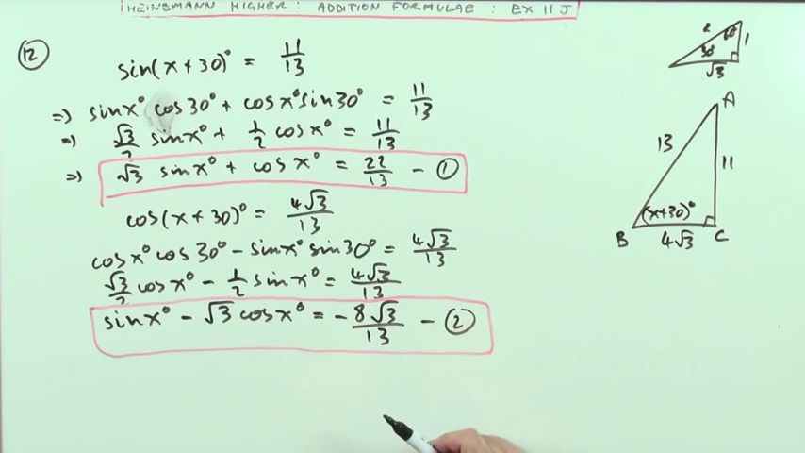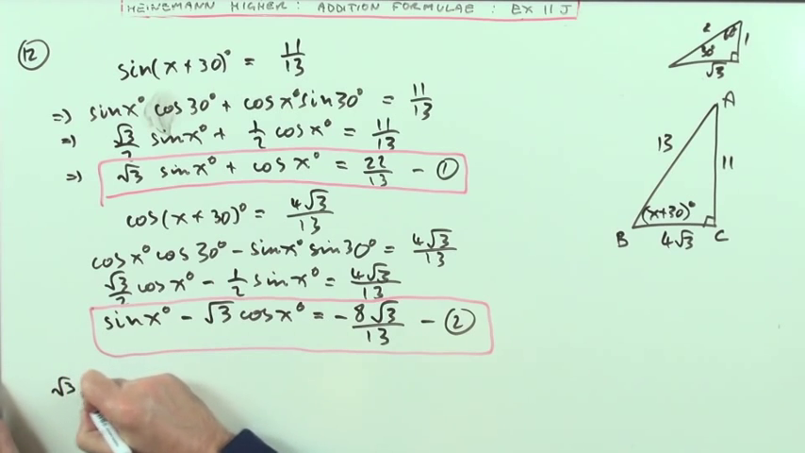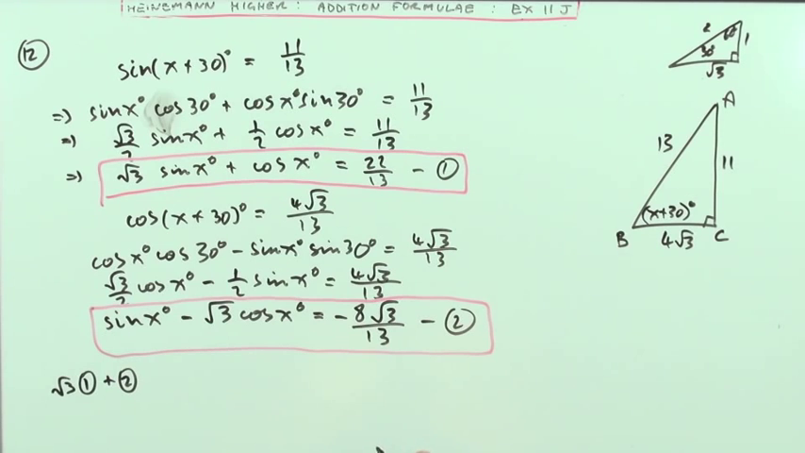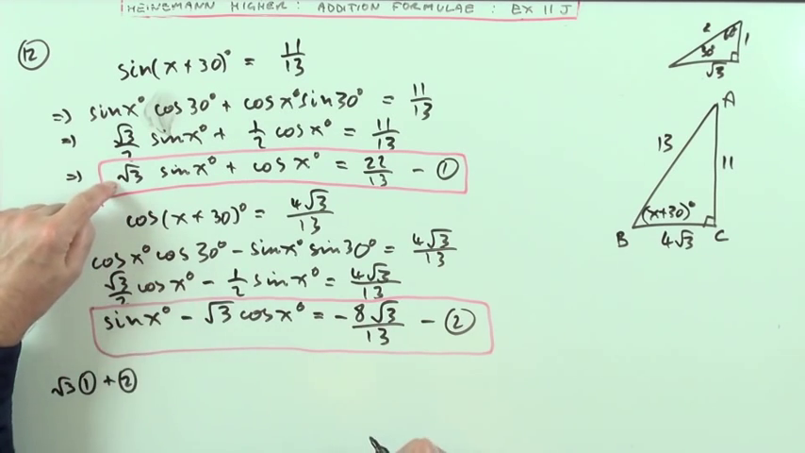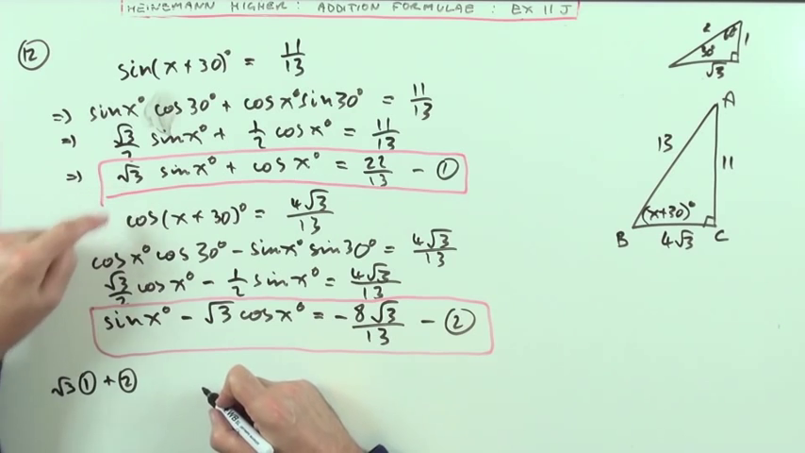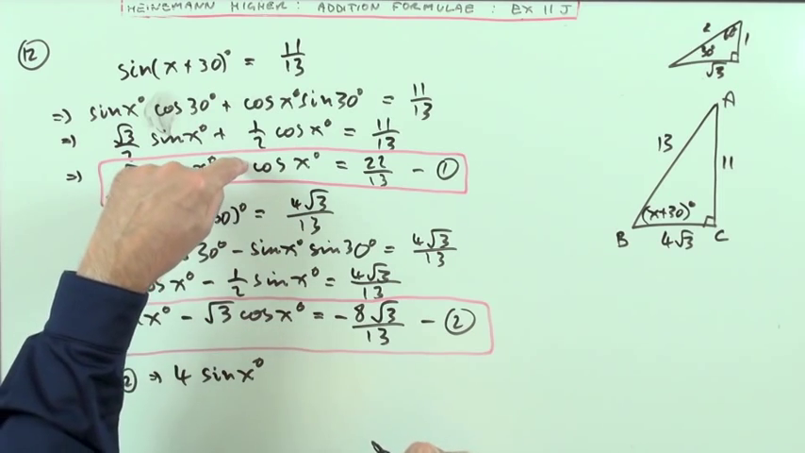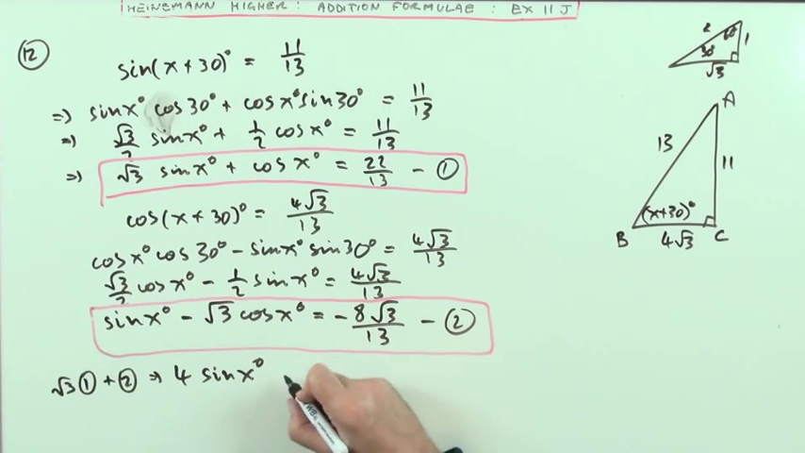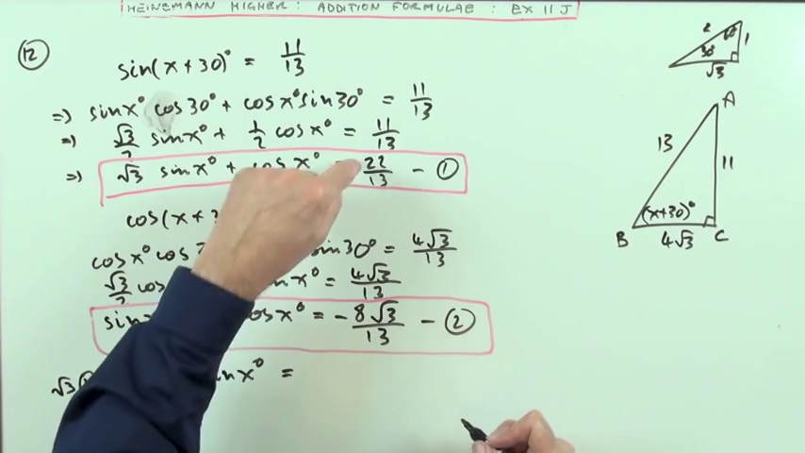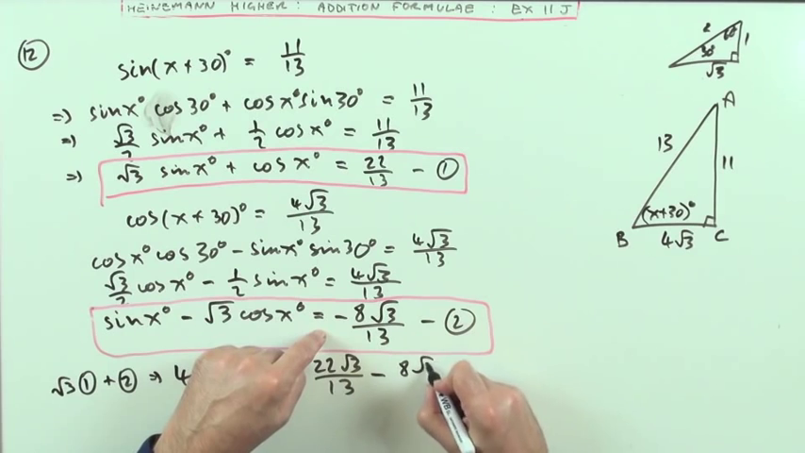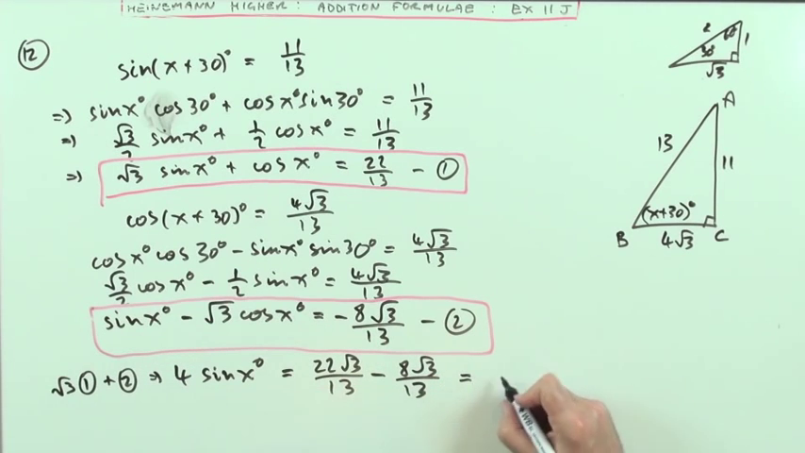And then, how can I find sine from those? Well, eliminate cos. So if I did root 3 times 1 and then added number 2, I'd have root 3 times root 3 is 3, plus the 1 would give me 4 sine x. I'd have plus root 3 and a negative root 3, which means they disappear completely. I'd have 22 root 3 upon 13, and add on negative 8 root 3 upon 13. That's going to give me 14 root 3 upon 13.